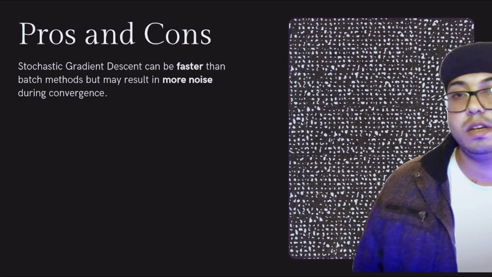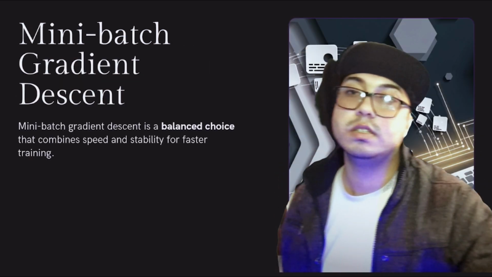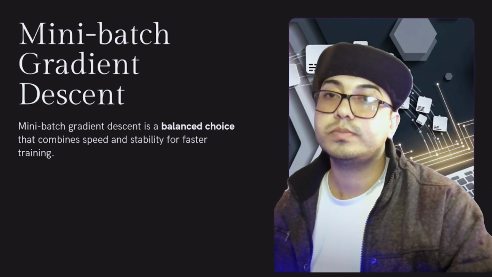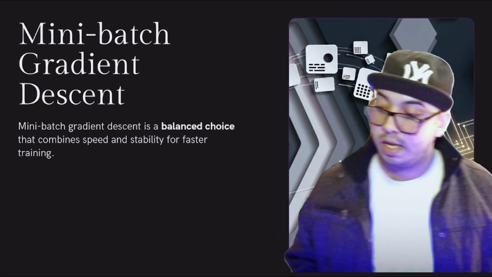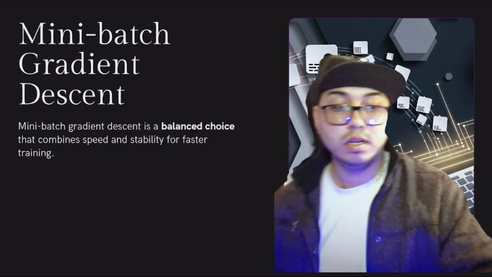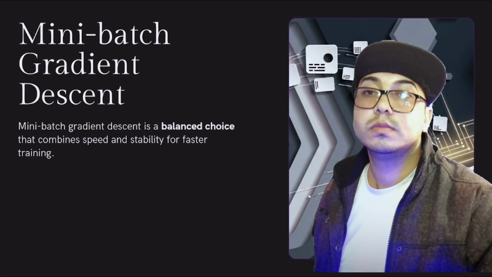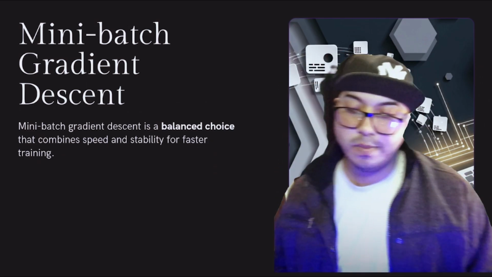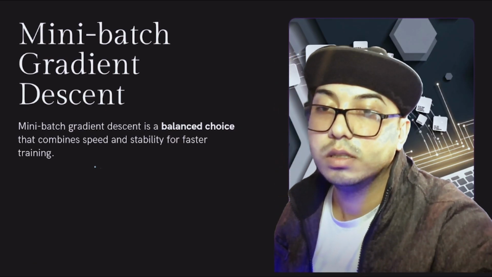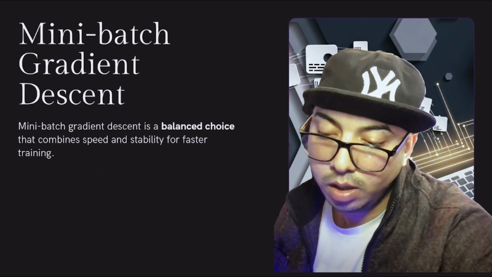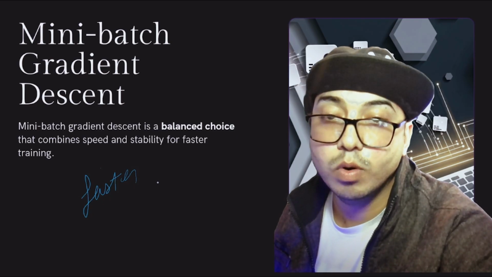Stochastic gradient descent can be faster than the batch method, but may result in more noise during convergence. Let's understand mini batch gradient descent. Mini batch gradient descent is a balanced choice that combines speed and stability for faster training. It uses small batches of data. Faster and more stable.